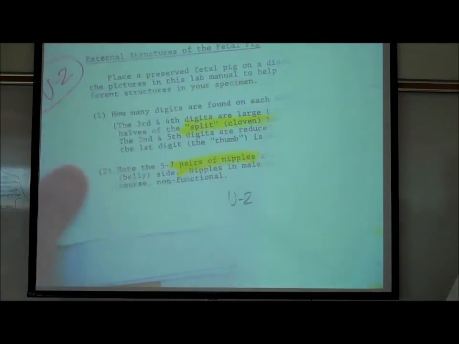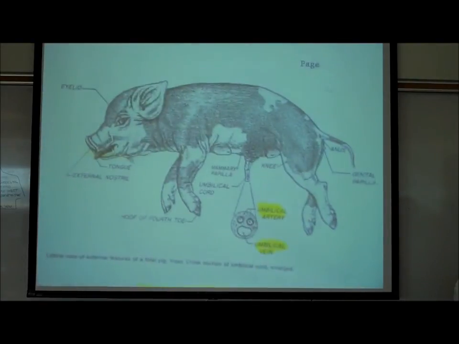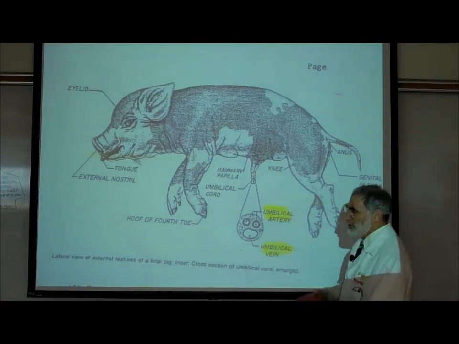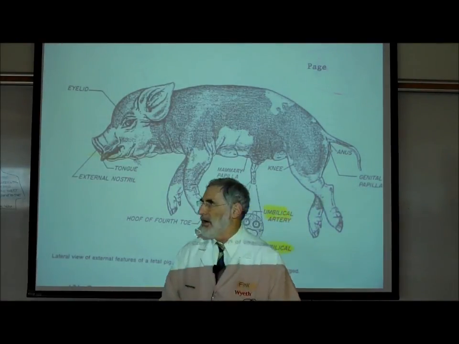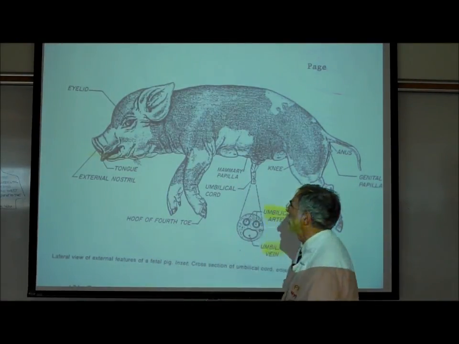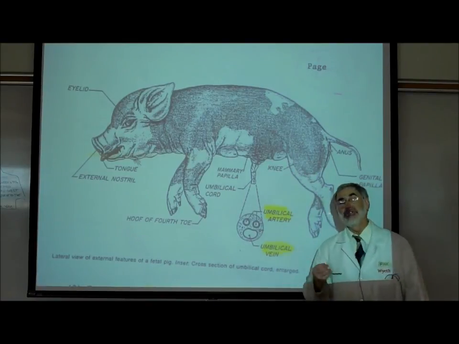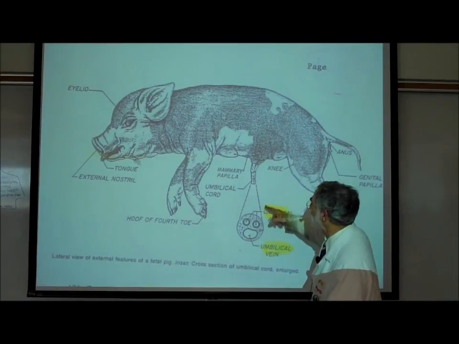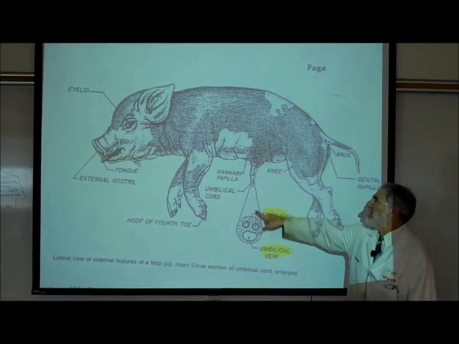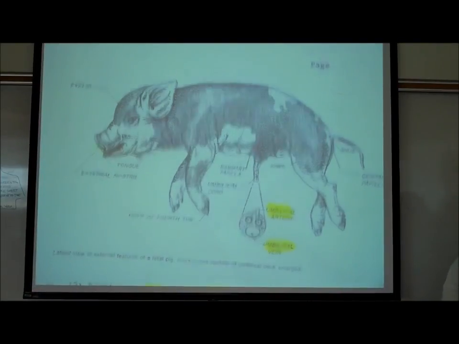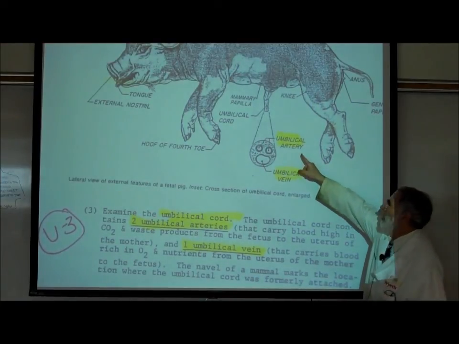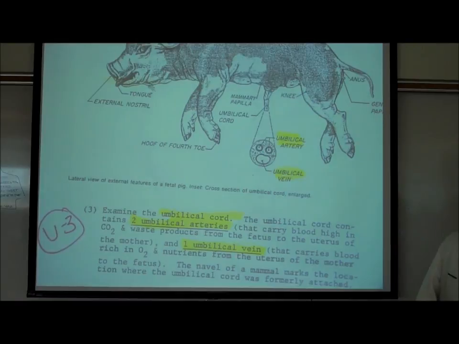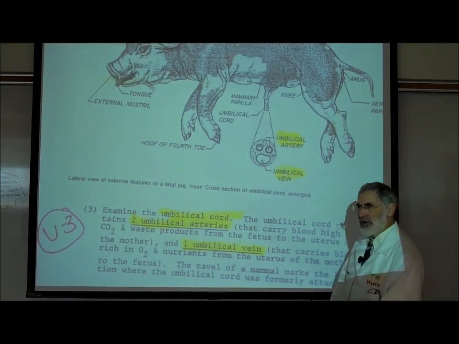On page U3, here's a picture of the fetal piggie. And the fetal piggie is not only a good example of internal organs of a mammal, but it's got some unique characteristics of the fetus, including similar to the human fetus. Here's the umbilical cord. Inside the umbilical cord are 2 umbilical arteries and 1 umbilical vein. Now, we had said that arteries do what?